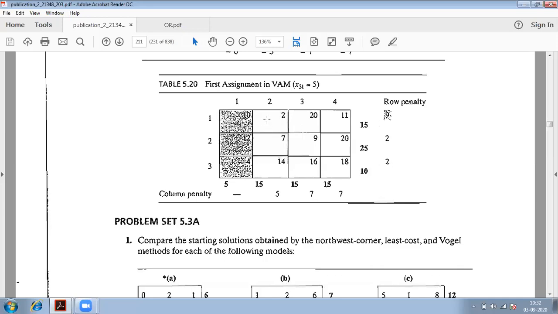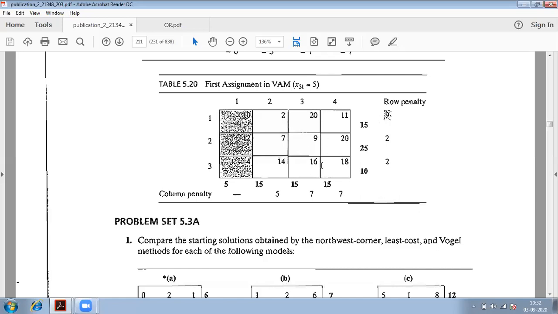You can allocate 15 automatically, because vertically it is 15 and horizontally it is also 15, demand and supply. If you allocate 15 here, horizontally it is balanced and vertically it is also balanced. In the least cost cell, you have allocated 15. So you are left with 9, 20, 16 and 18.